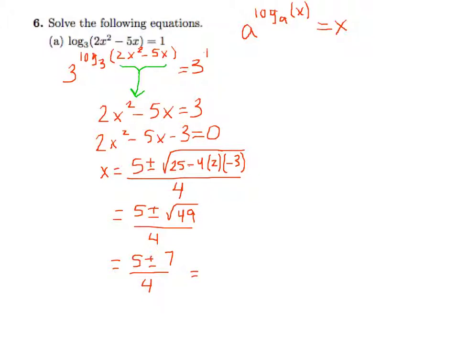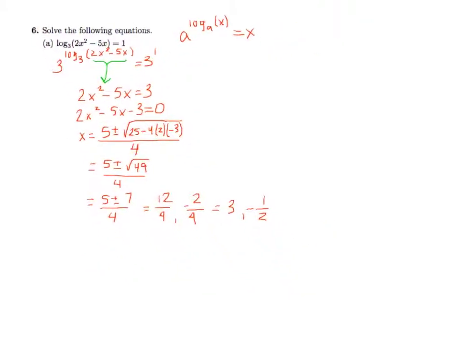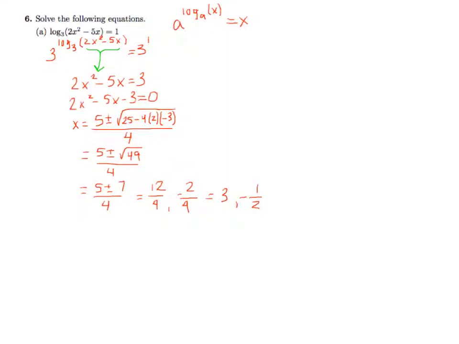which is either 12 or negative 2. And that's 3 or negative 1/2. Now since this is a log function, we need to go back and check before we can circle our answers. So let's check our solutions. We have x is 3, so plugging 3 in, we get 2 times 3 squared minus 5 times 3. That equals 18 minus 15, and that's greater than 0. So 3 is a solution.